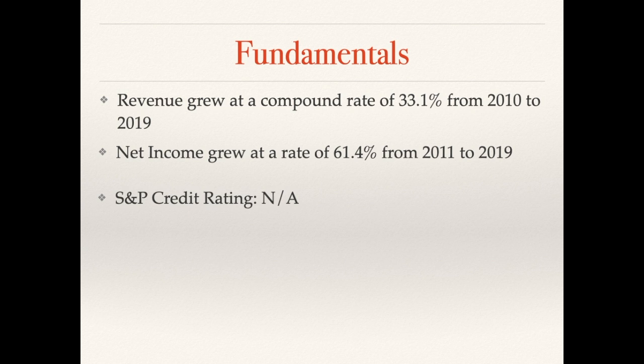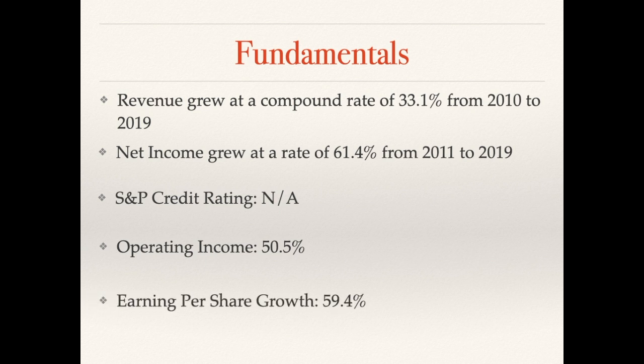The company doesn't have a credit rating with S&P, so we'll skip that. Operating income grew at 50.5% in that 9-year period, and earnings grew from 2011 to 2019 at almost 60% earnings growth. So that's outstanding. This company has been doing great for the past 9 years. So this is the reason the price was growing so much, because of all this high growth rate.